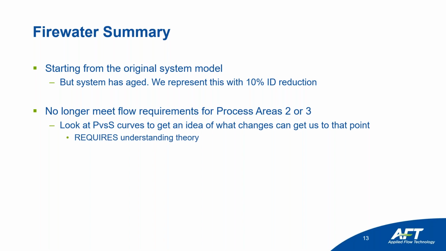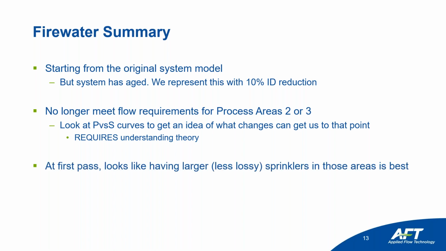It requires understanding theory. Again, I highlight this point that the software will not think for you. It just does physics and math. You have to be the engineer to figure out what you can do. So at first pass, looks like having larger, aka less lossy sprinklers in those areas is best. It seems like a fairly simple solution.